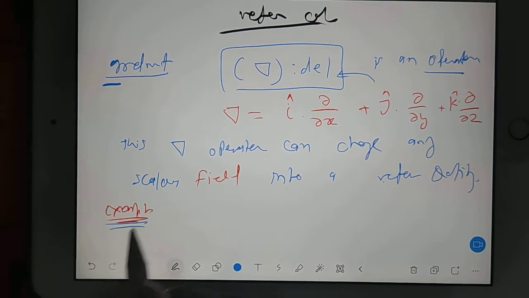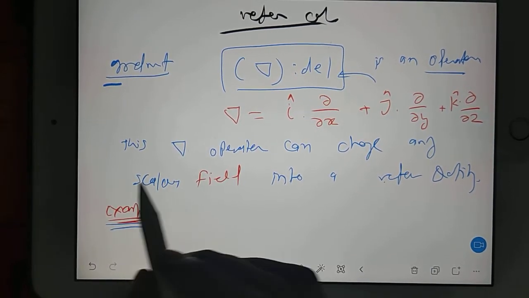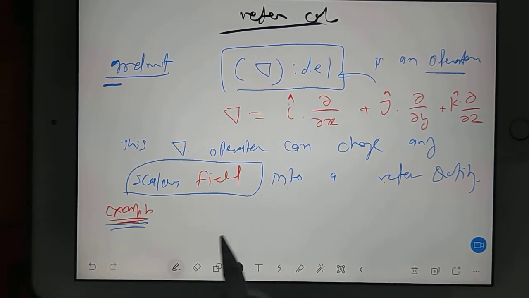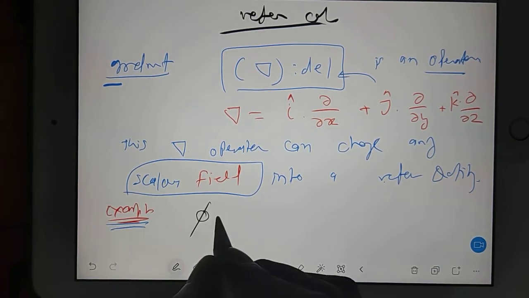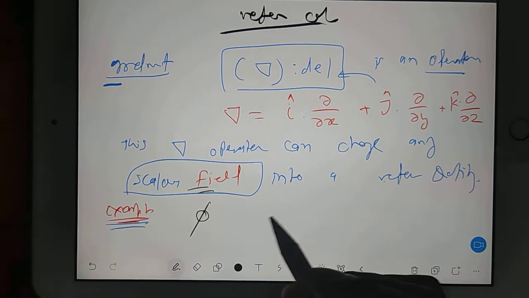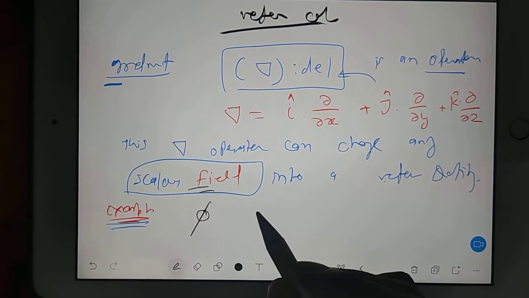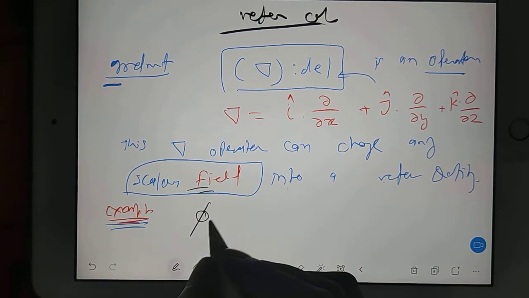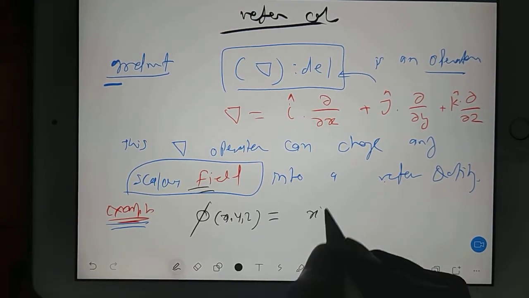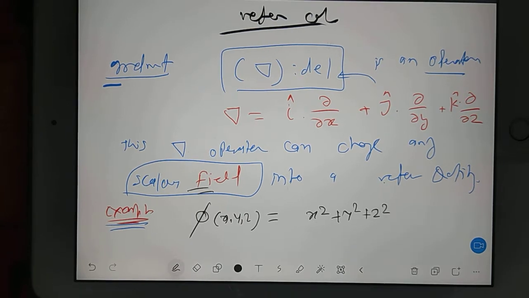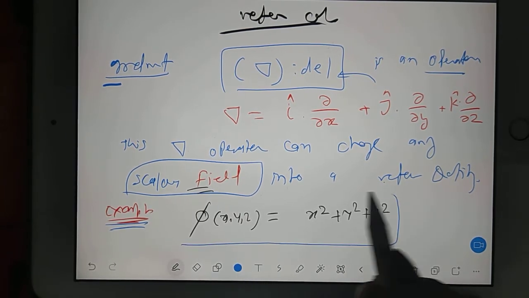Okay, so you take one example. I was saying that whenever there is a scalar field, for that we use a very conventional symbol, phi. So phi is a scalar field. That field will be spread in the xyz plane, so you can write this as phi. This phi is a function of xyz, and suppose that function is given as x square plus y square plus z square. Actually it can be anything.